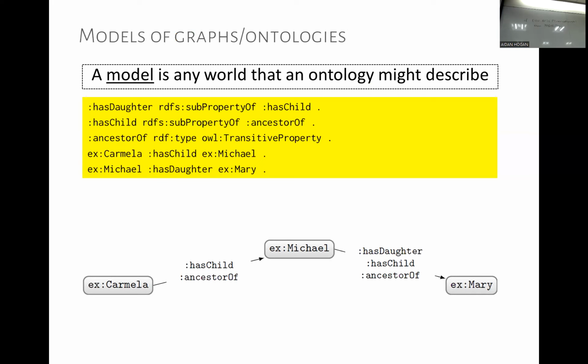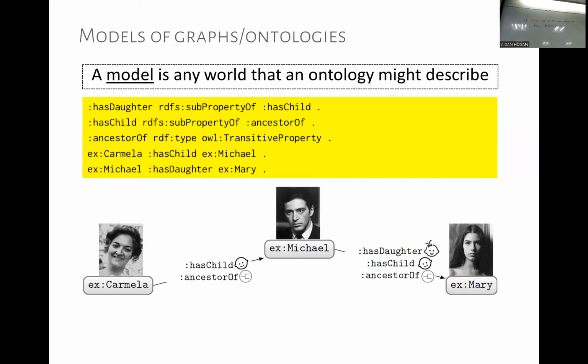And here we have our RDF graph representing the graph and some other relations. As a model, we're going to consider an interpretation like this, where we say that I of Carmela is this person here, I of Michael is this person here, the interpretation of Mary is this person here, the interpretation of this property is this relation here, the interpretation of has child is this, and this is the interpretation of ancestor of. So the question then is: is this model that we've represented here a model of this ontology or not?